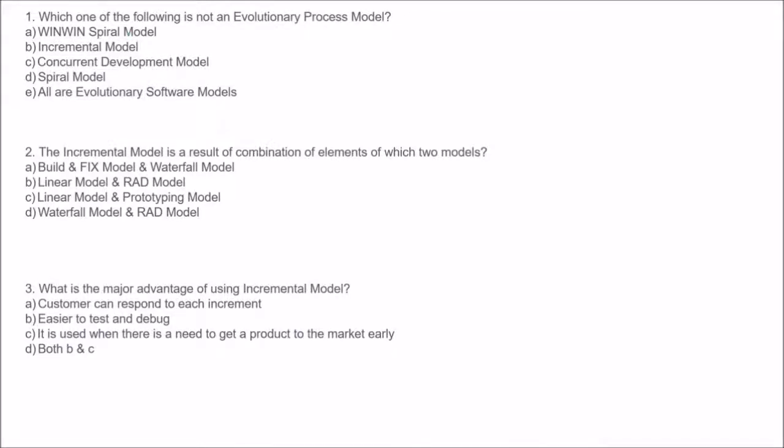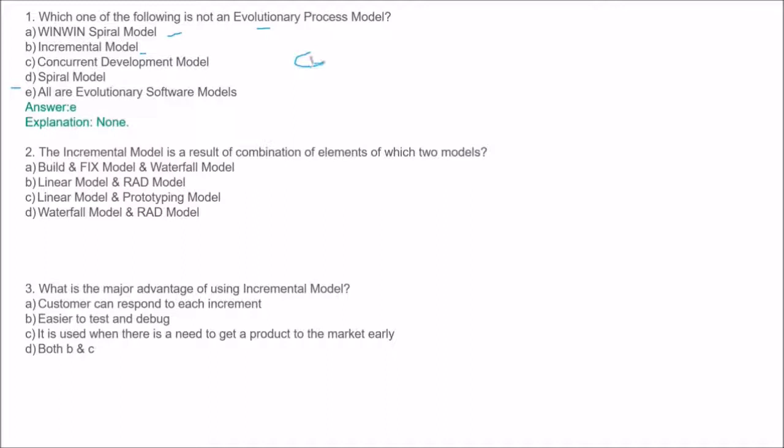Evolutionary, win-win spiral model, incremental model, concurrent development model, spiral model, all are evolutionary software models. The answer is E, all are evolutionary process models. And the name evolution is quite intuitive because all these models evolve.